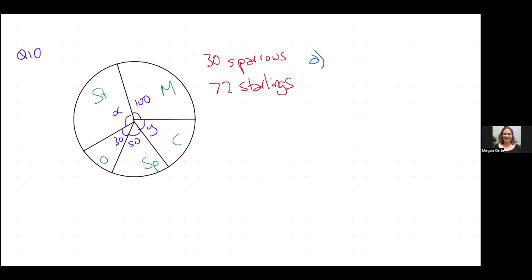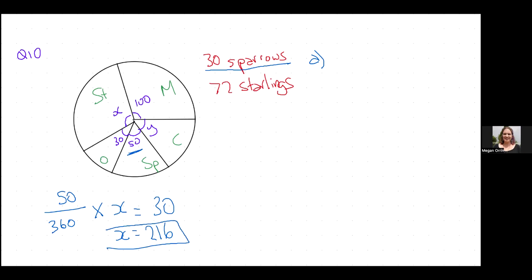So what I'm going to do is take the information where I have a complete set. So I know that there are 30 sparrows and I know that the angle size is 50. So what I'm going to do is use that piece of information to work out the total number of birds. So I know that 50 degrees out of 360 degrees, the whole thing, times something, I don't know how many birds there are altogether, but I do know that that equals 30 because there are 30 sparrows. So now I'm just going to do 30 divided by this, and that gives me 216 if you just type that in on your calculator. So I have 216 birds.